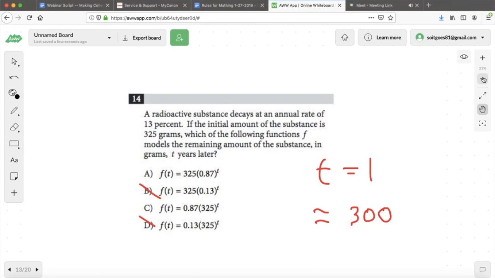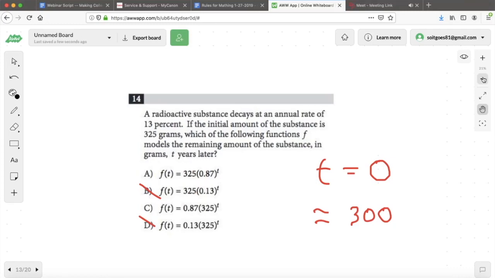If you're going to guess right now, what would you guess, Juliana? A or C? A. Let's see if we can confirm that. Here's what we're going to do. Instead of a 1 for t, I want to plug in a 0 for t. Now think about what this means. We're not just plugging in a 0 for t. This means no time has passed. 0 years have passed.